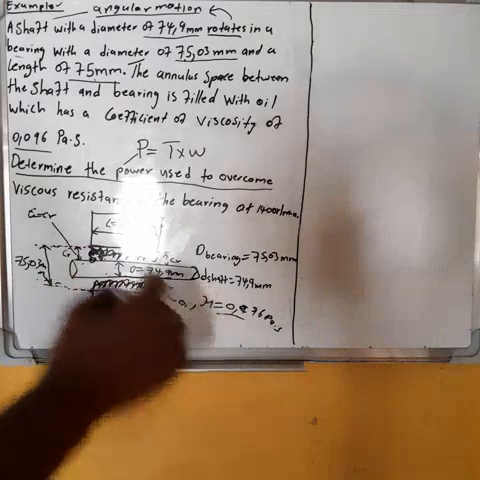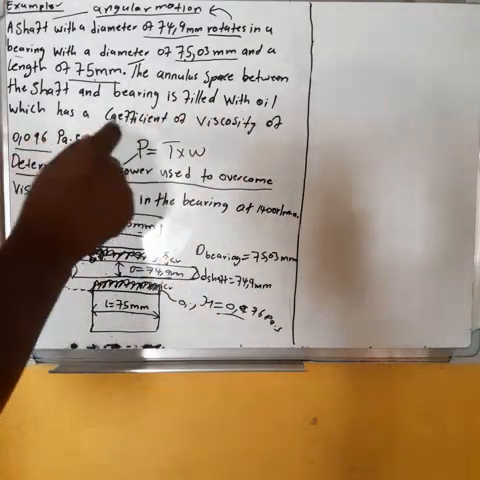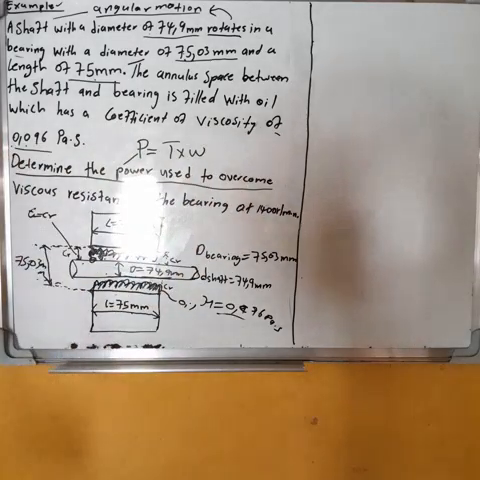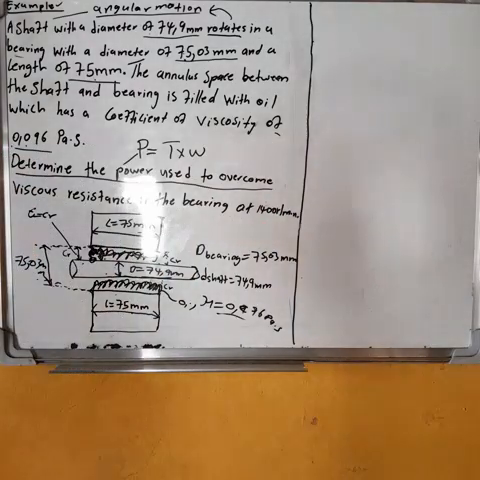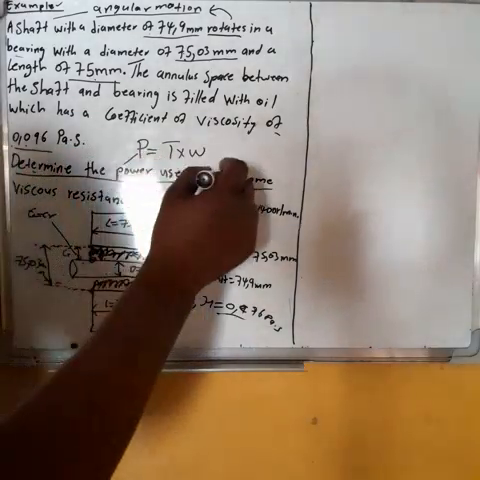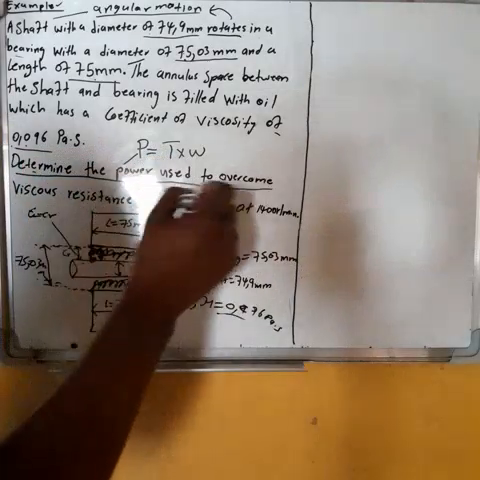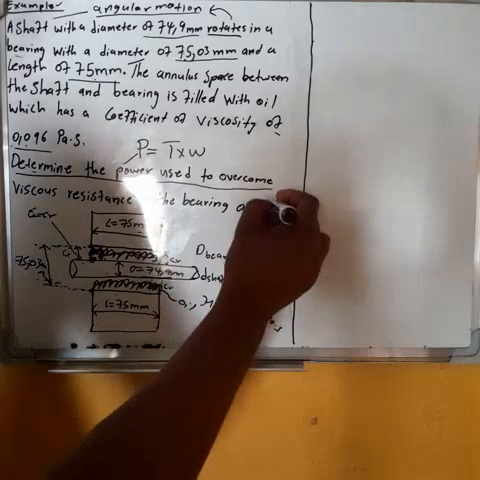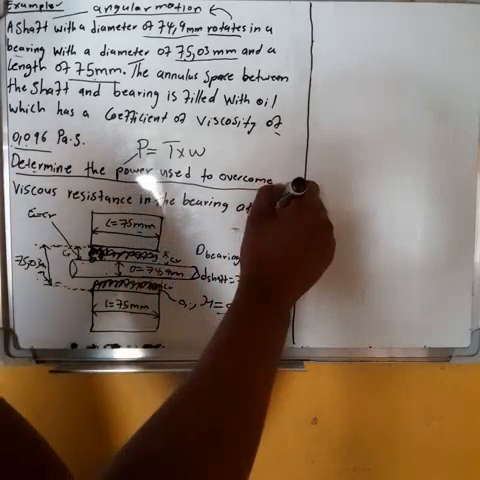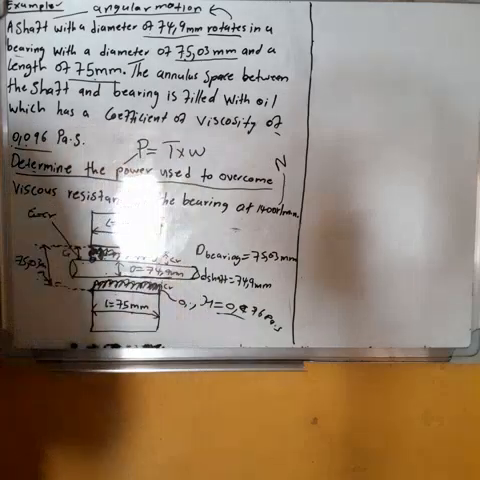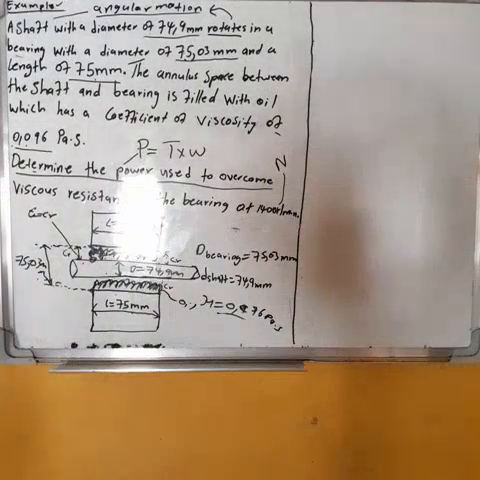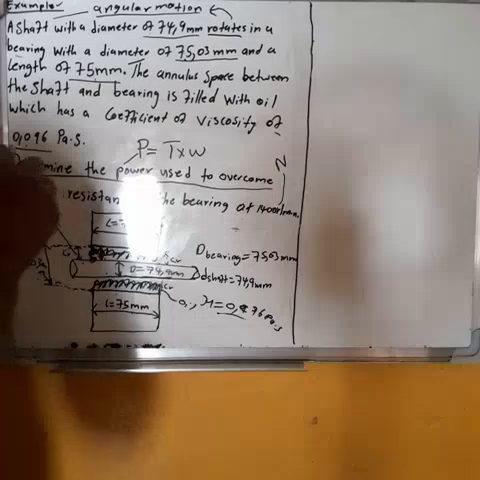Fine. It's filled with oil that has a coefficient of viscosity of 0.909 poise. Right, we have the viscosity. Then the question says determine the power used to overcome viscous resistance in the bearing at the speed they've given us, in revolutions per minute. Good. Now they say determine power.